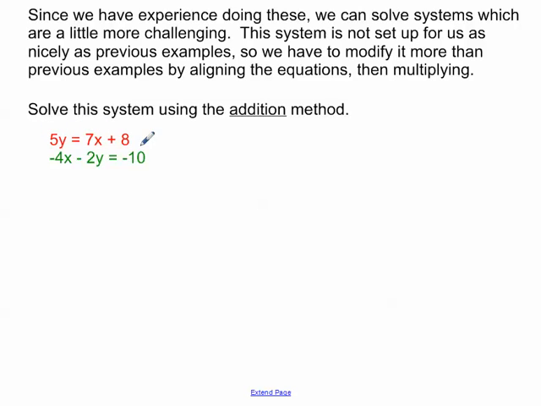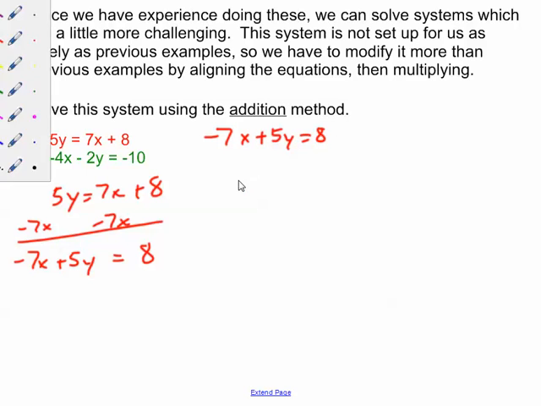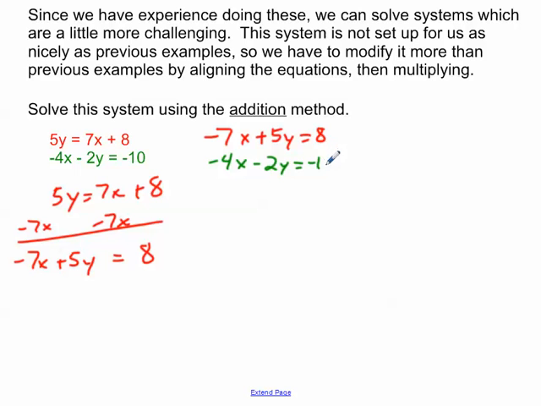So your first step would be to take your 5y equals 7x plus 8, subtract 7x on the right, subtract 7x on the left, so you have negative 7x plus 5y equals 8, and that would be your next equation. You could say that this equation is negative 7x plus 5y equals 8, and then the green equation would be negative 4x minus 2y equals negative 10. This shows an example of making sure that both equations are in the same format.